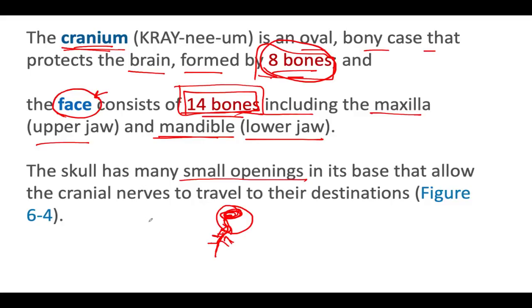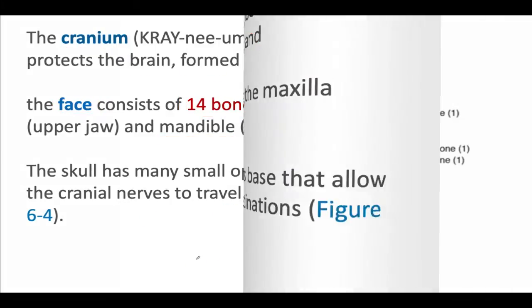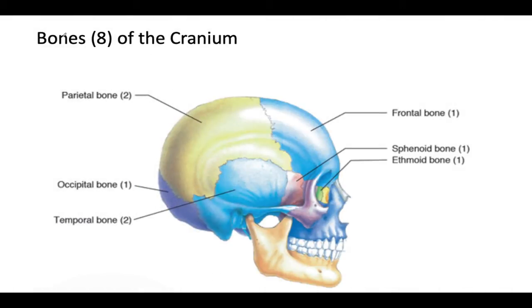And again, our skeletal system, we talk about the vertebrae in the back, we're going to be looking at that. It's also protecting the spinal cord. So there's additional protection there as well. Let's take a look at the 8 bones of the cranium. And then we'll look at each one of those. And we begin with the occipital bone. And how do we, first of all, account for the 8 bones?